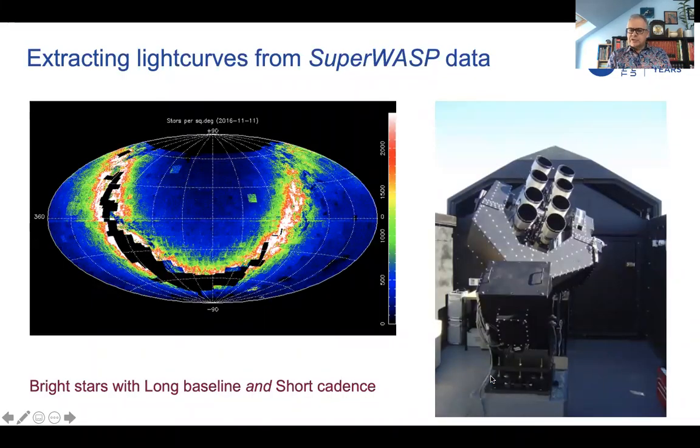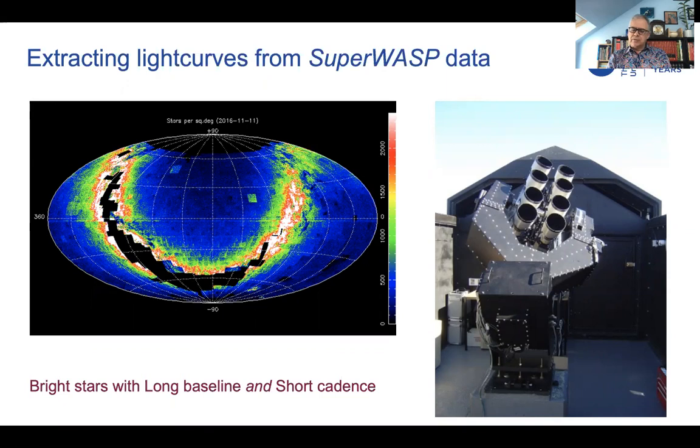So SuperWASP is shown here on the right. This is an image of one of the installations. We had two installations like this, one in La Palma in the Canary Islands, observing the Northern Hemisphere sky, and one in South Africa, observing the Southern Hemisphere. And as you can see, it's not really like a typical telescope. In fact, there are 8 cameras on a single robotic mount here.